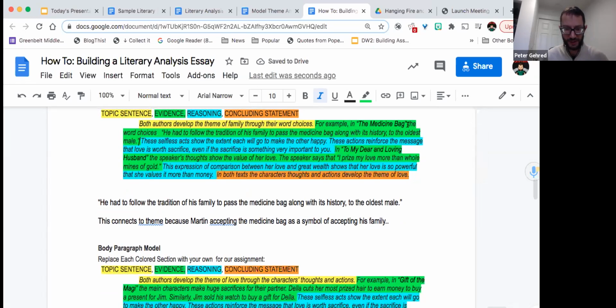So the medicine bag, the word choices. We need something here. We have the word choices, and then we have the quote. So you need to think again. We have the word choices, we have the quote, we have the paraphrase, but we need to have something more. That's that introduction, that scaffolding around it. So we're talking about the theme of family. Our quote is, he had to follow the tradition of his family to pass the medicine bag with its history to the oldest male.